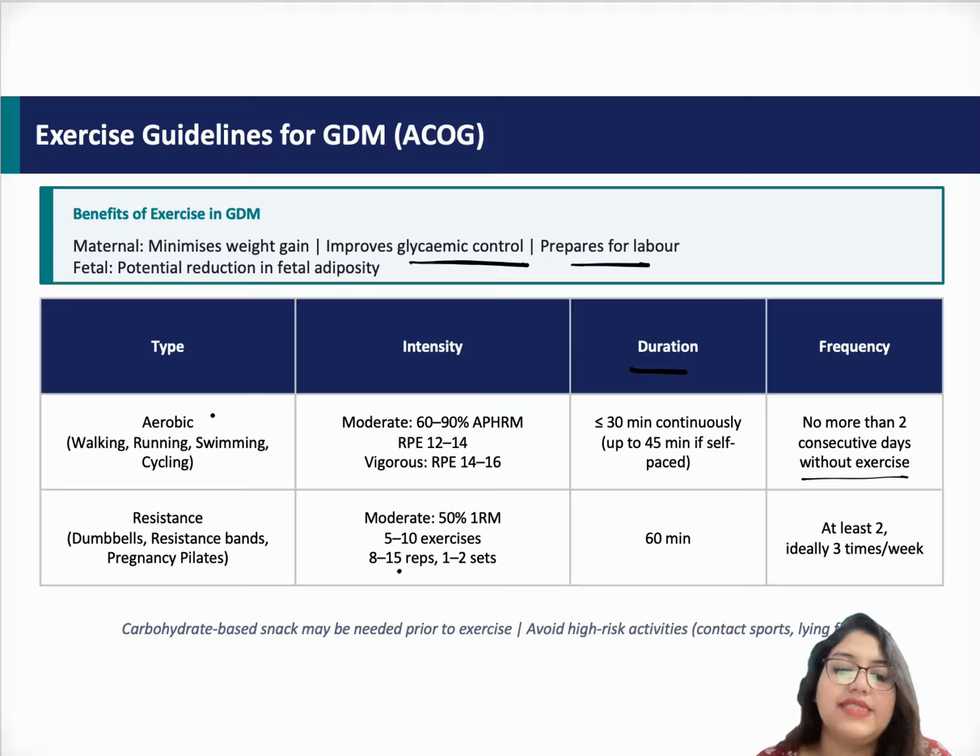5 to 10 exercises, 8 to 15 reps, 1 to 2 sets, 60 minutes, at least 2, ideally 3 times a week. Carbohydrate based snacks may be needed prior to exercise. Avoid high risk activities like contact sports, lying flat.